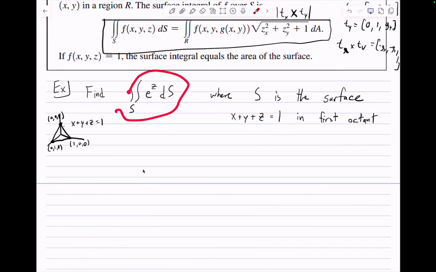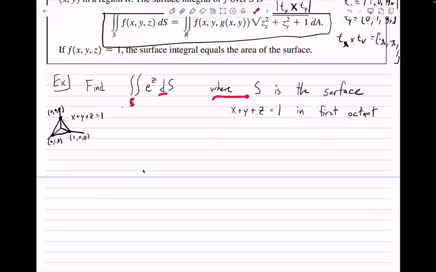So here, this is just a standard scalar valued surface integral. It has a scalar function e to the z, dS, and they tell us the surface S is x plus y plus z equals 1 in the first octant. The reason I know this is going to be good to use the explicit formula on is because this is a plane, so that's drawn right here. And so we can solve for z really easily and get an explicit formula for z as a function of x and y, and then plug it into this formula. That's the idea.